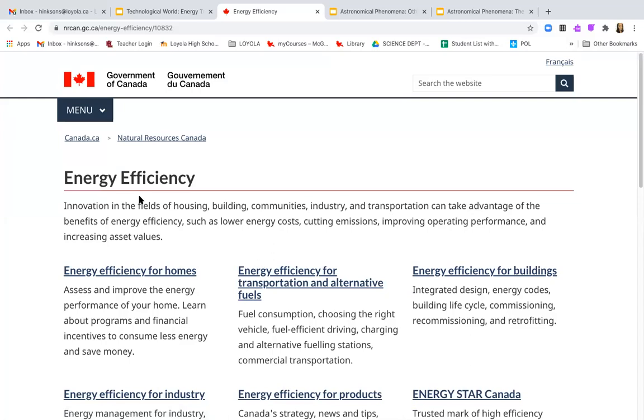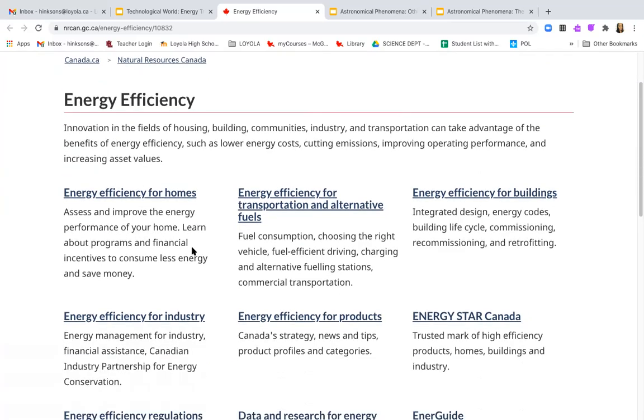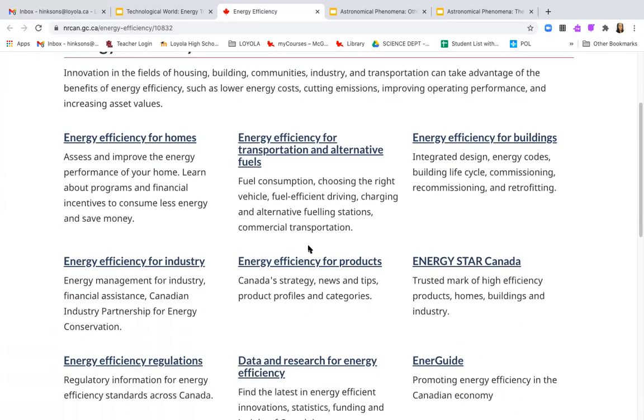So, energy efficiency. This is an official government website and they're talking about energy efficiency. Innovation in the fields of housing, building communities, industry, and transportation can take advantage of the benefits of energy efficiency, such as lower energy costs, cutting emissions, improving operating performance, and increasing asset values. You can take a look on this page, and all of these are clickable links.